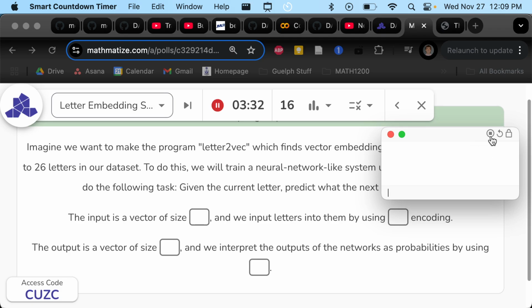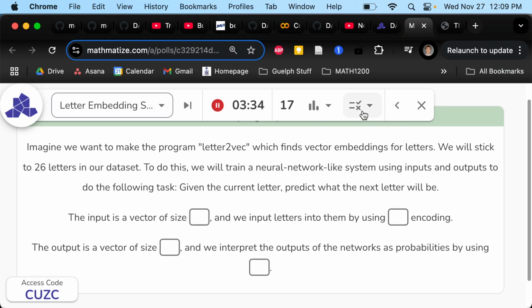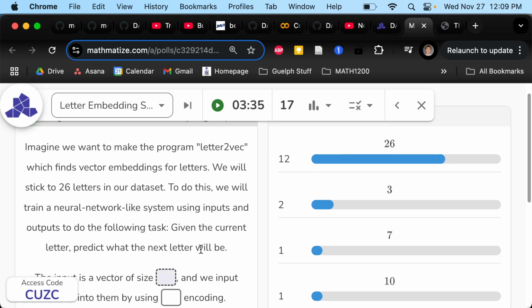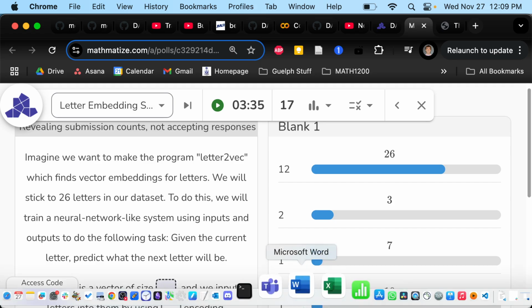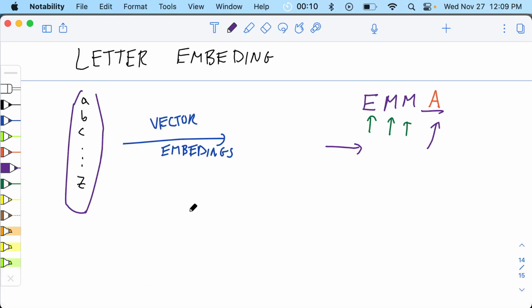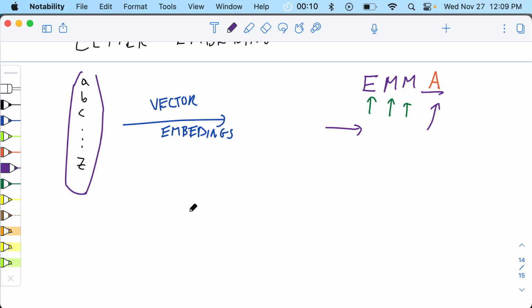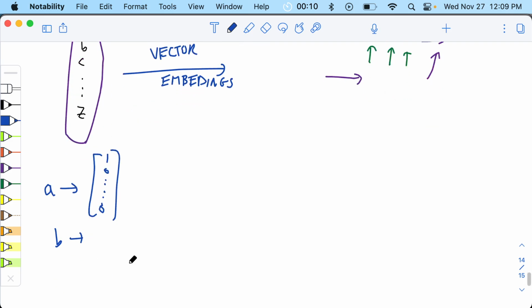Okay, let's do it. What did people say? So, the input is a vector of size 26. That is the right answer. So, why is the input a vector of size 26? It's because there are 26 possible letters. So you think of the letter A as the vector 1, 0, 0, 0, 0, 0. You think of the letter B as the vector 0, 1, 0, 0, 0.